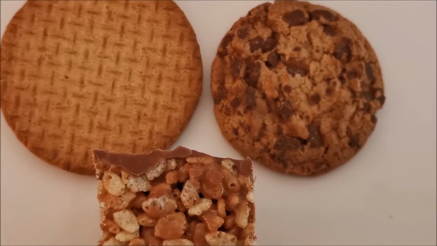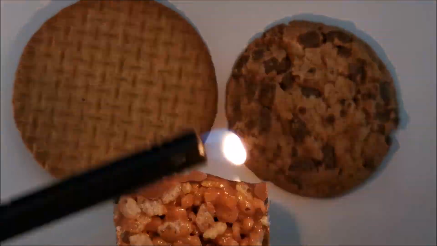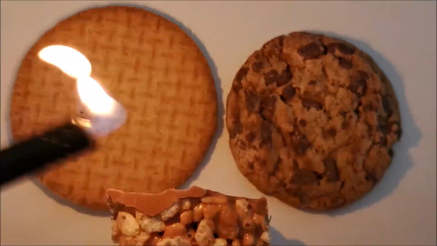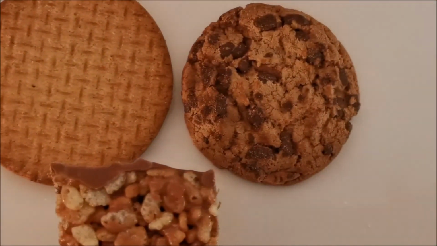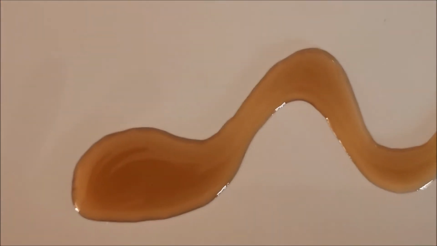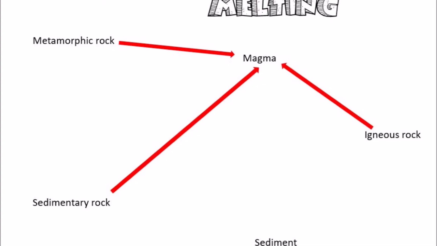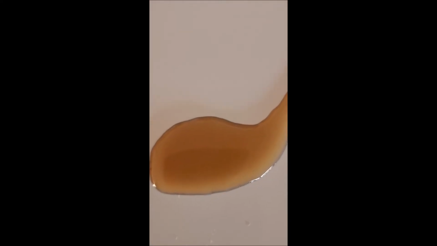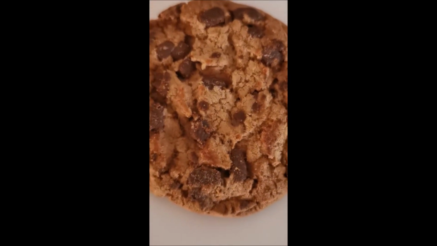When any of the three types of rock are heated underground by the heat from the core of the earth or from coming in contact with other magma, they will turn into a liquid rock or a melted rock called magma. When the magma cools down, it will form an igneous rock.